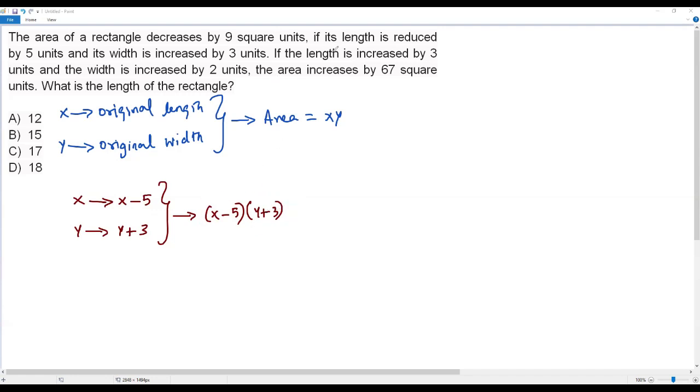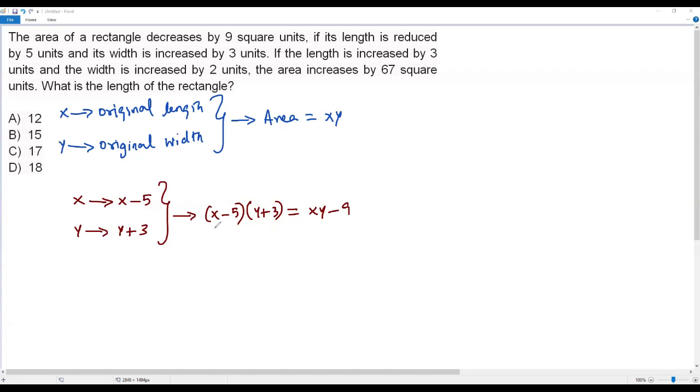Actually, when I reduce the length of the rectangle by 5 units and the width is increased by 3 units, the area of the original rectangle decreases by 9 square units. That means after the two changes we have in the first case, the original area, this xy, decreases by 9 square units. So the area of the new rectangle equals xy negative 9. That is the area of the original rectangle negative 9, because the area of the original rectangle decreases by 9 square units. Okay, now what we can do is we can multiply the two binomials we have on the left side over here.